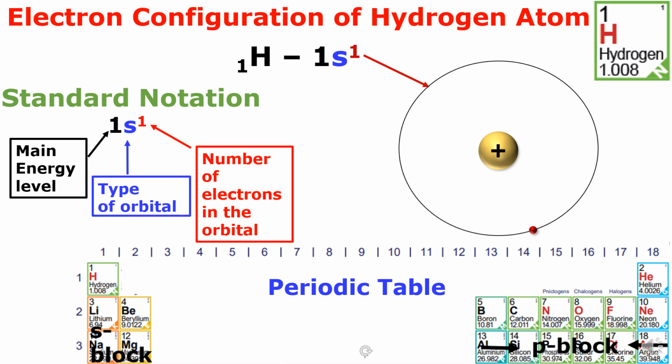An electron in a hydrogen atom is moving on an s orbital, which has a spherically symmetric shape. The first main energy level, also known as the n equals 1 level, can only contain one type of orbital, that is the s orbital. The s orbital can hold a maximum of 2 electrons. That is why the s block in the periodic table has 2 groups.